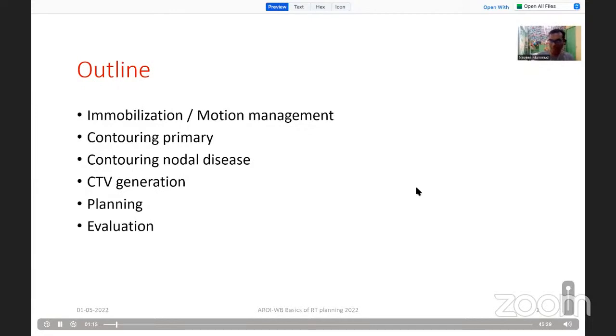And then we will talk about planning proper, in which I will talk about 2D and 3D briefly and talk more about IMRT VMAT planning because that is what is recommended that we do for patients with lung cancer when you're treating them radically. And then I will end the talk by how we evaluate the various planning criteria that we use to evaluate a robust plan.